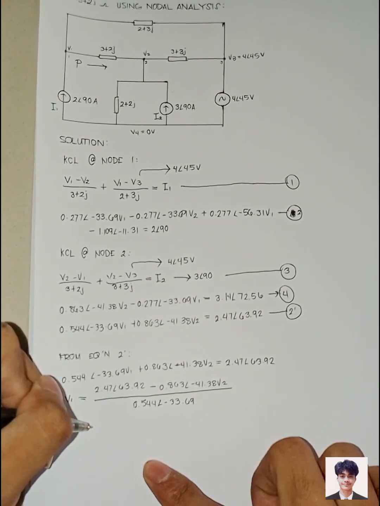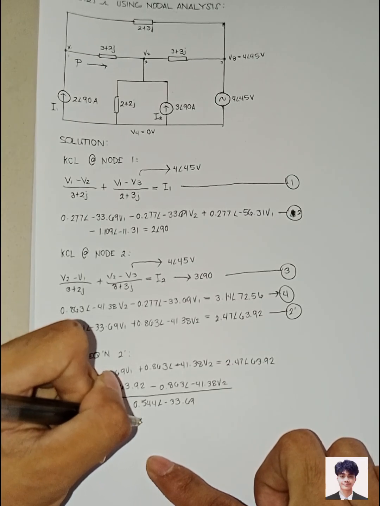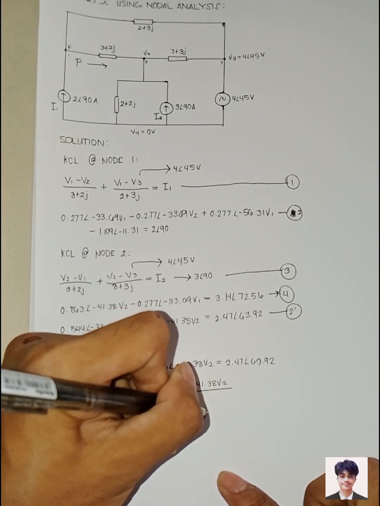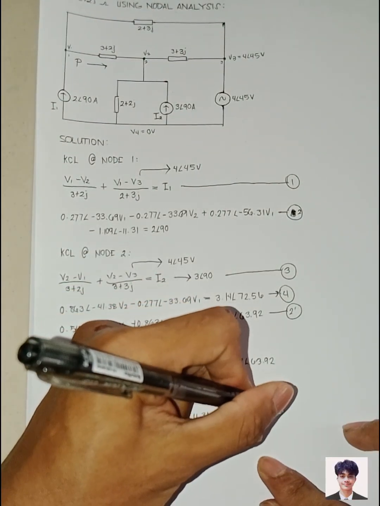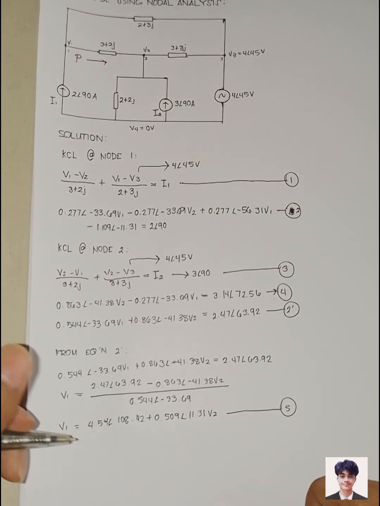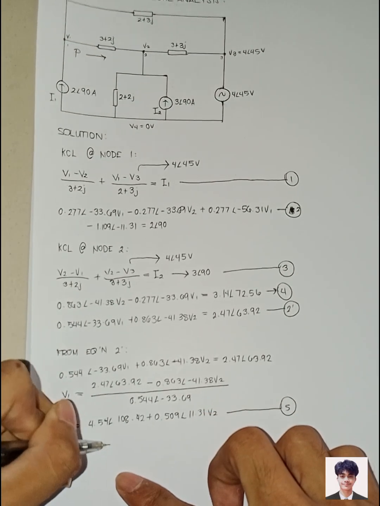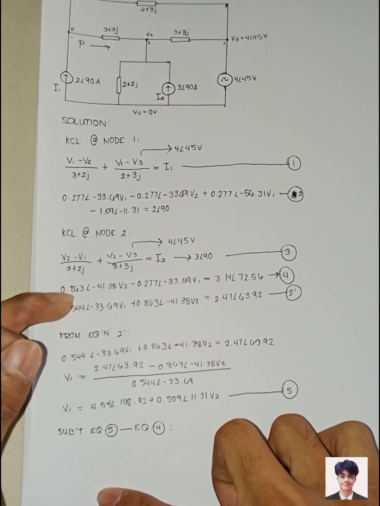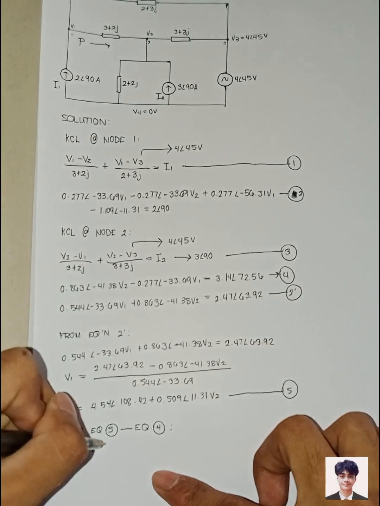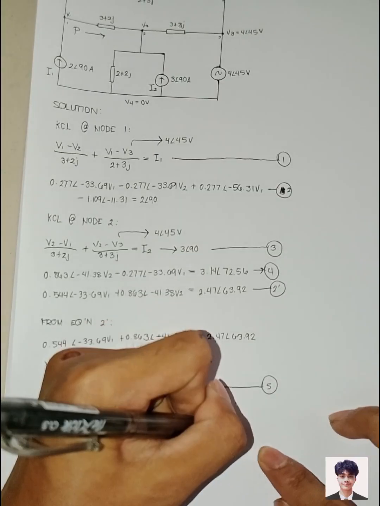We just simplify it: 4.54 angle of 108.42 plus 0.509 angle of 11.31 V2. So this becomes our equation 5. Now we will substitute this equation into equation 4. We'll just arrange it properly. So V1 comes first: 0.277 V1 plus 0.863 angle of 41.38 V2 equals 3.14 angle of 72.56.